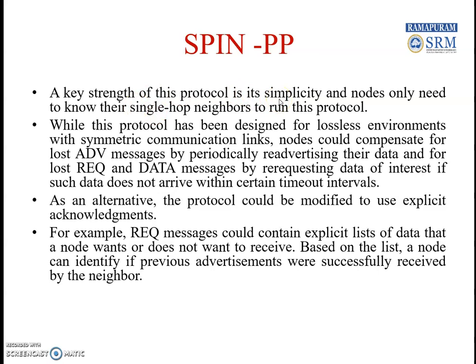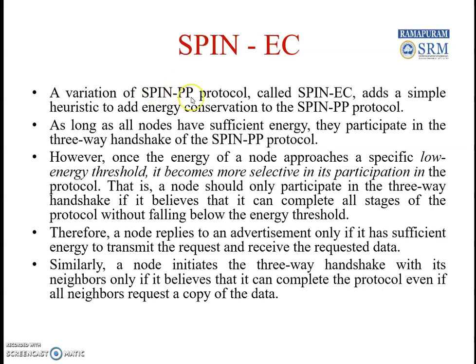The key advantage of this particular protocol is its simplicity. And the next one is EC. A variation of your SPIN PP protocol is SPIN EC, energy conservation. Energy is the main constraint with all the nodes in WSN. So this protocol, before initiating the three-way handshake protocol, gets assurance whether the nodes have sufficient energy to participate in this three-way handshake protocol.